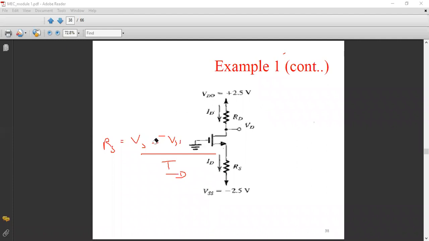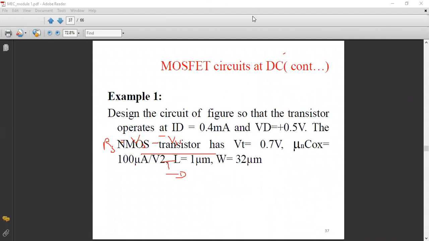VSS is given to you or what? Is VSS known for you? VS. Check your question. VS is not given to you, right? So we have to find VS. Yes, VS is unknown, very good. So we have to find the value of VS. So to find the value of VS, we have to find VGS. Please write: to find the value of VS, we have to find VGS.